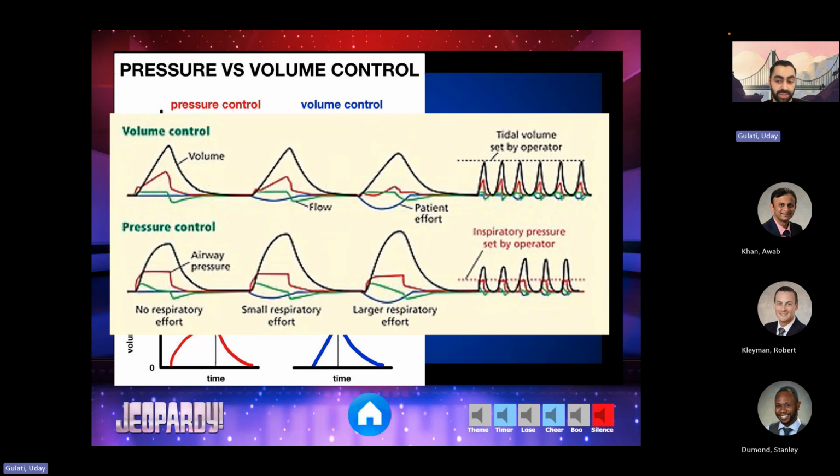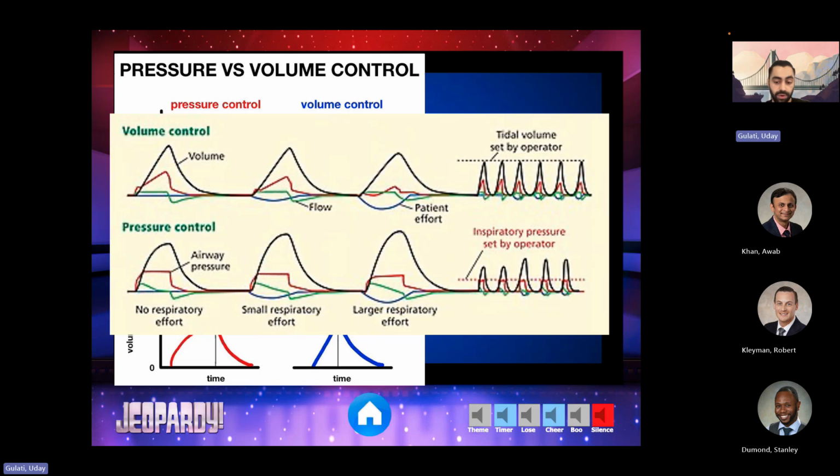So in pressure control, you're setting the pressure and the tidal volume will vary based on compliance. That's why you see compliance changes, like when pulmonary edema in ARDS is improving. The volume will change unless the pressure is adjusted, because the pressure is what you're independently controlling. And in pressure control, you use the respiratory rate to adjust how much time you spend in inspiration and expiration.